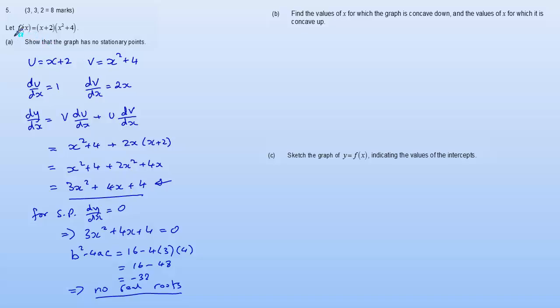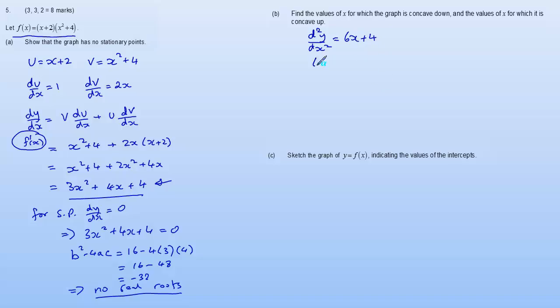I should note back in part A here that this was given as f of x, so of course f dashed x could well have been used for the derivative. Anyway, let's go over to here. Find the values of x for which the graph is concave down and the values of x for which it's concave up. Now that's to do with the second derivative. So since I've gone with a y notation, I'm going to go d2y dx squared. I probably should have defined let y equals, but it doesn't matter that much. So that's just going to be 6x plus 4.